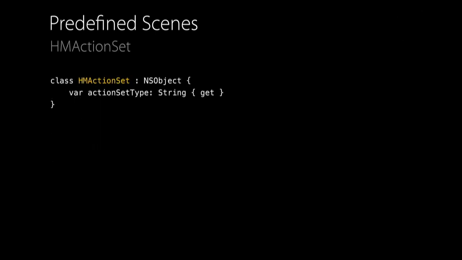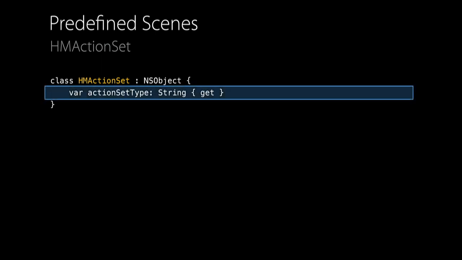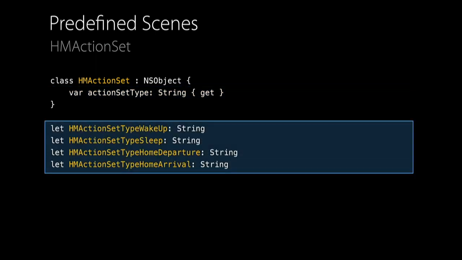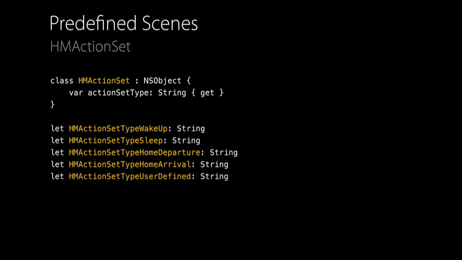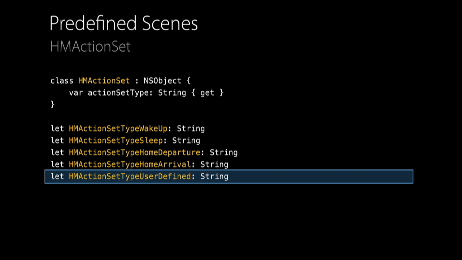A scene in HomeKit is represented using a HM action set object. We have added a new property, action set type, that describes the kind of scene that you're working with in your app. We have 4 constants that correspond to the 4 predefined scenes I talked about earlier. We also have a 5th type, the user-defined type, and this is set on the scene that your app creates.